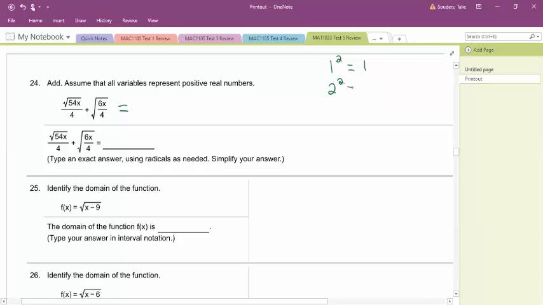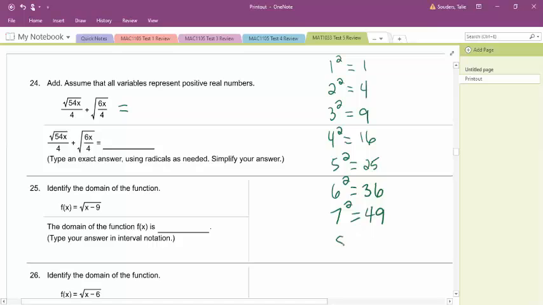2 squared, or 2 times 2, is 4. Good. 3 squared is 9. 4 squared is 16. 5 squared is 25. Good. 6 squared is 36. 7 squared is 49. Okay, 49. 8 squared is 64. Good. We'll stop there. There's more, obviously, but we'll stop there.